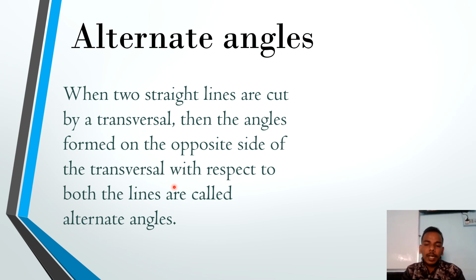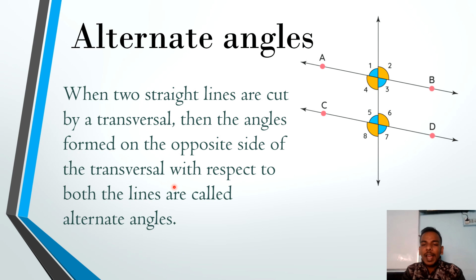So which will be those alternate angles? As you can see in one diagram, let's suppose AB is parallel to CD. So if line AB is parallel to line CD, a total of 8 angles are formed: 1, 2, 3, 4, 5, 6, 7, 8. So total 8 angles are there. So which are your alternate angles?